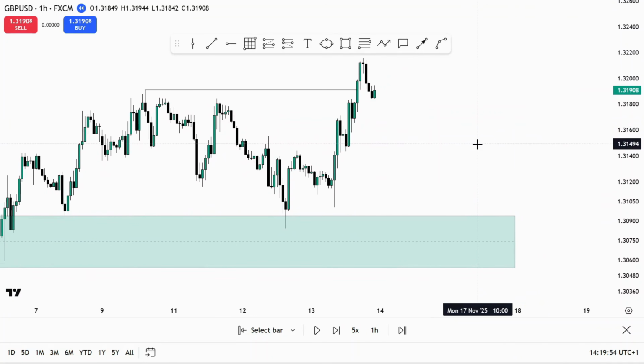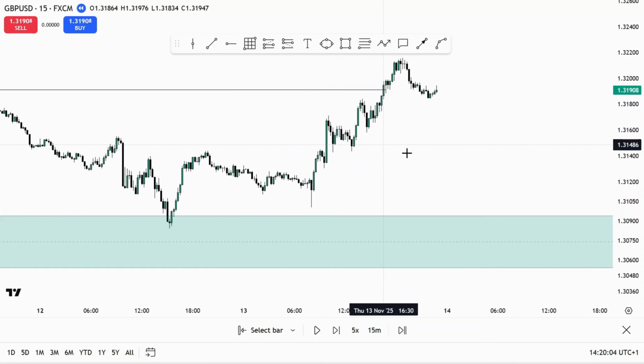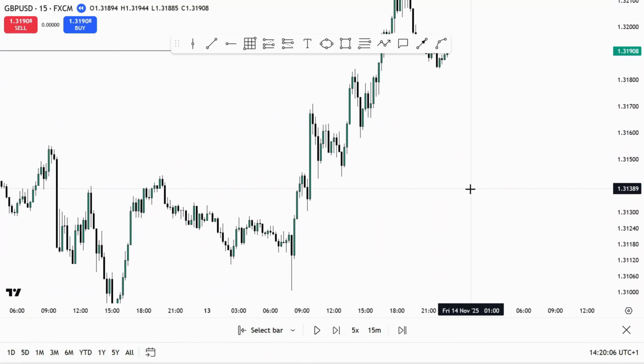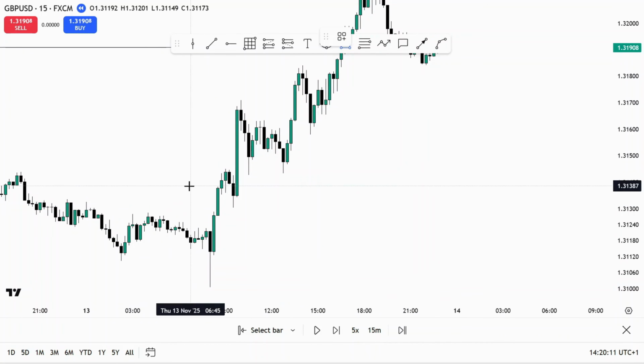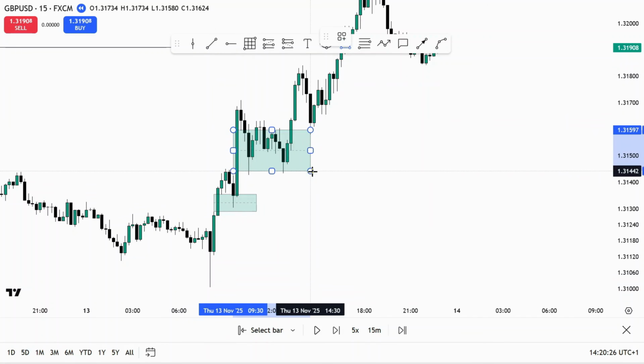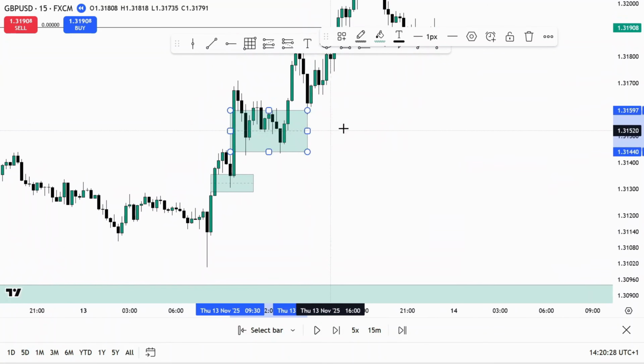Notice that both the 4-hour and the 1-hour time frames failed to provide a clean, high probability entry. But when we drop down to the 15-minute chart, something very interesting begins to appear. As price was expanding toward the higher time frame external range liquidity, the 15-minute chart was forming its own internal range liquidity to external range liquidity cycles. This is the first one, this is the second, and here is the third.